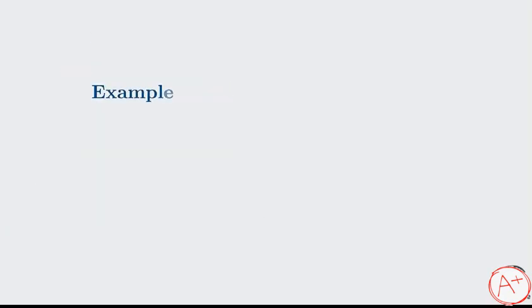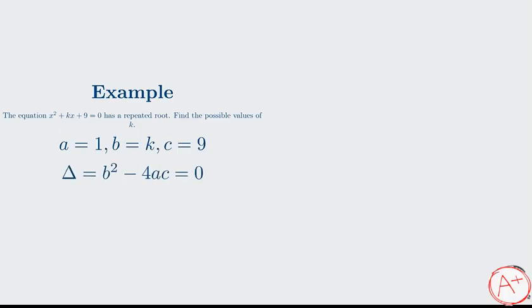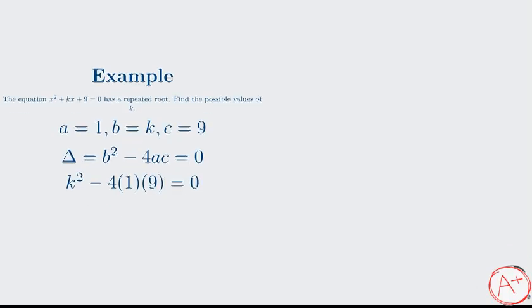A very common exam task is finding the value of a constant that gives a specific nature of roots. For example, the equation x squared plus kx plus 9 equals 0 has a repeated root. Find the possible values of k. First, we identify the coefficients. The keyword repeated root is our mathematical trigger. It tells us that the discriminant must be exactly 0. We substitute our values into this equation. k squared minus 36 equals 0.